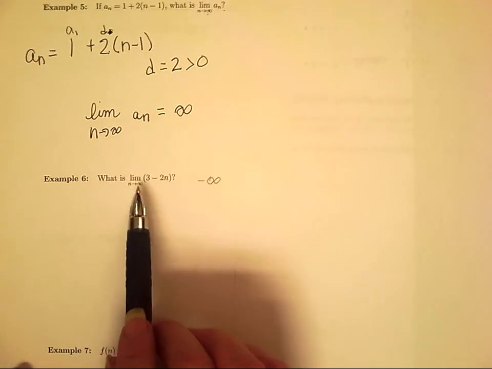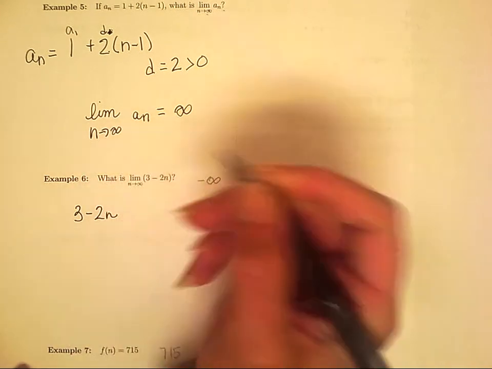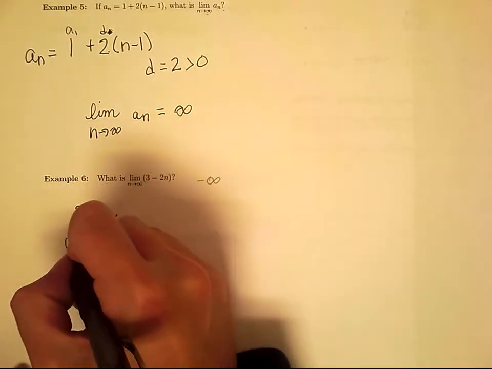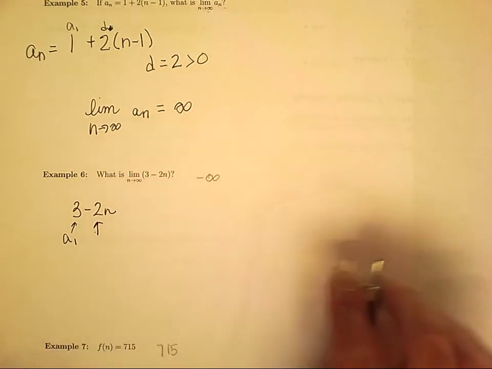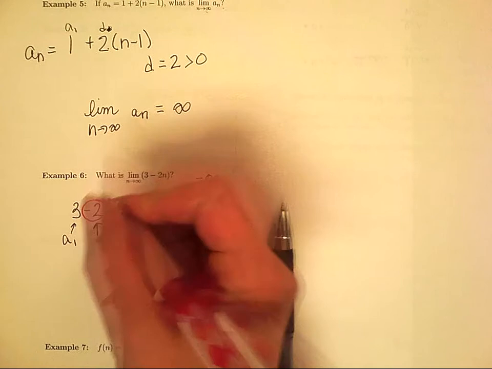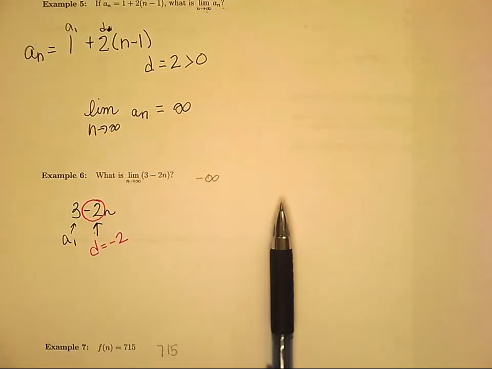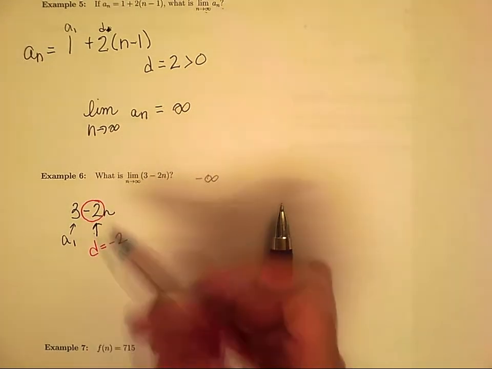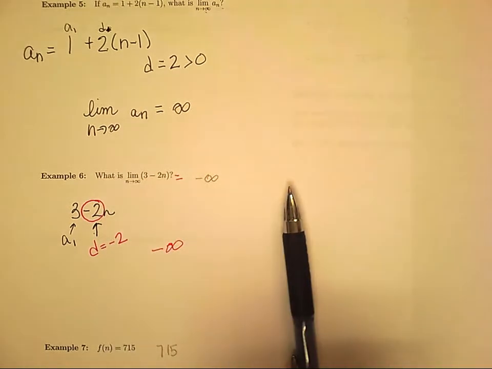On the other hand, here we have to look at 3 minus 2n. So a sub 1 in this case is 3, and our common difference, we have to be careful. Let's remember, we have to take this to be with the negative. So our common difference there is negative 2. And that's why this one will be approaching, the limit will be equal to negative infinity.